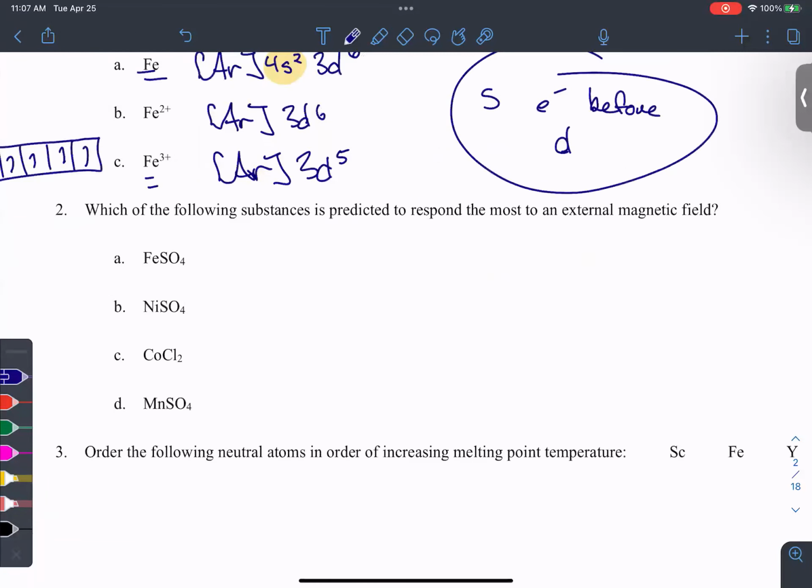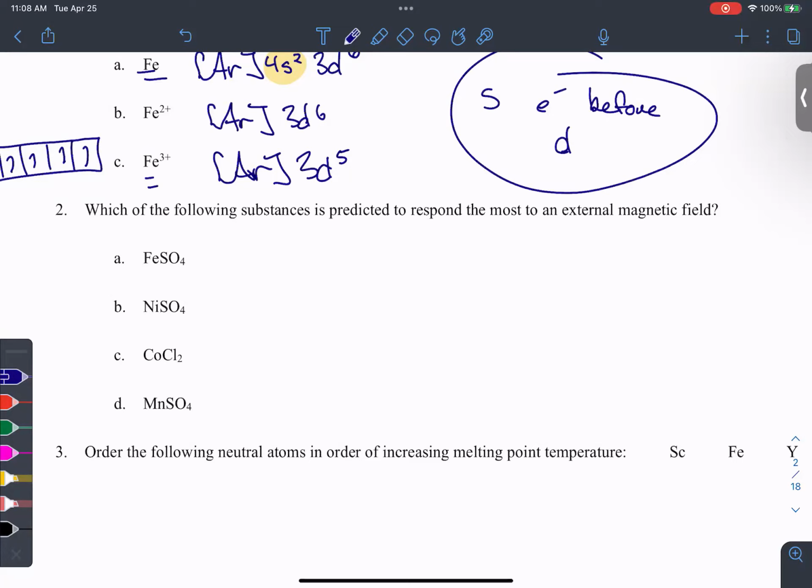All right, so question 2: which of these substances is predicted to respond the most to an external magnetic field? What is this question asking? What's it asking? What types of things respond to magnetic fields? Yeah.